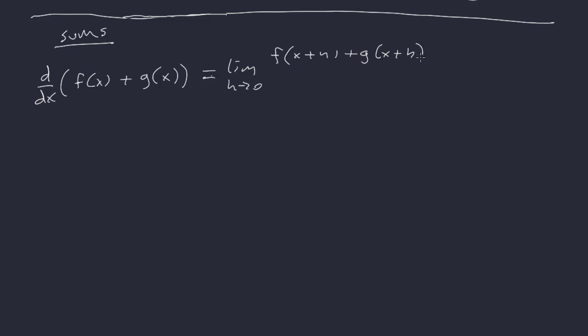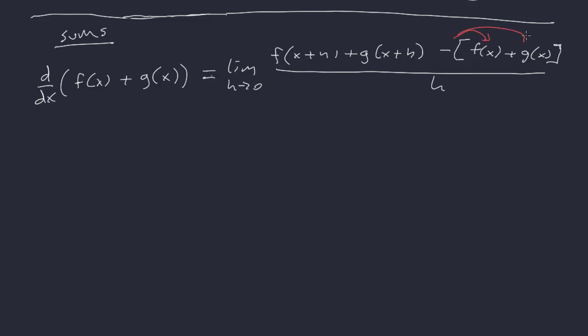All right, next up is sums. So if we want to take the derivative with respect to x of f of x plus g of x, and we use our limit definition. The limit definition of the derivative is plugging x plus h into the function. So in this case, it will be the sum f of x plus h plus g of x plus h, minus just the function left alone, so f of x plus g of x, all over h.